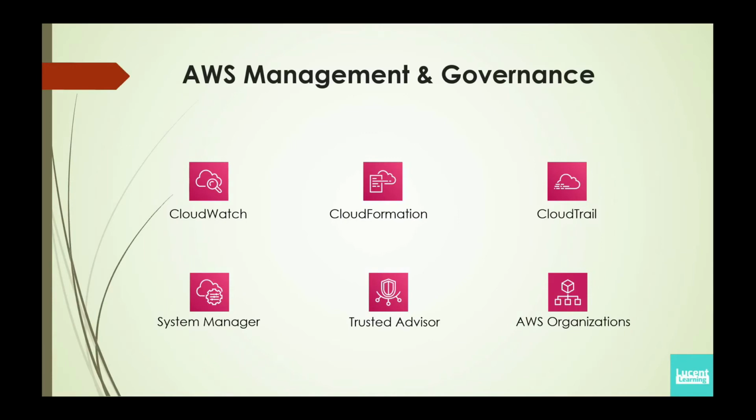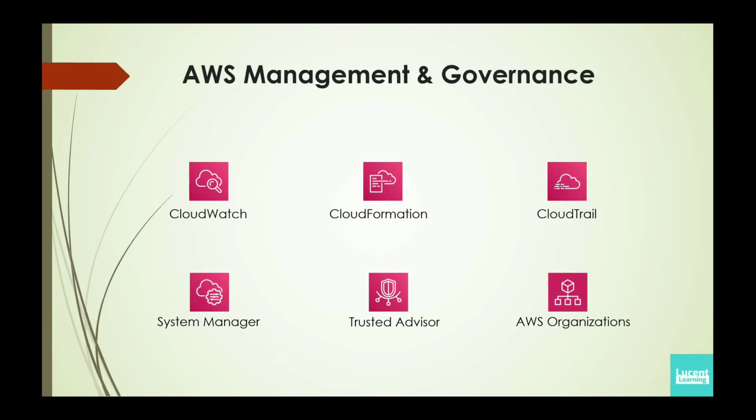What is CloudWatch? Amazon CloudWatch monitors your AWS resources and the applications you run on AWS in real time. You can use CloudWatch to collect and track metrics. You can create alarms and then send notifications or automatically make changes to the resources you are monitoring when a threshold is breached.